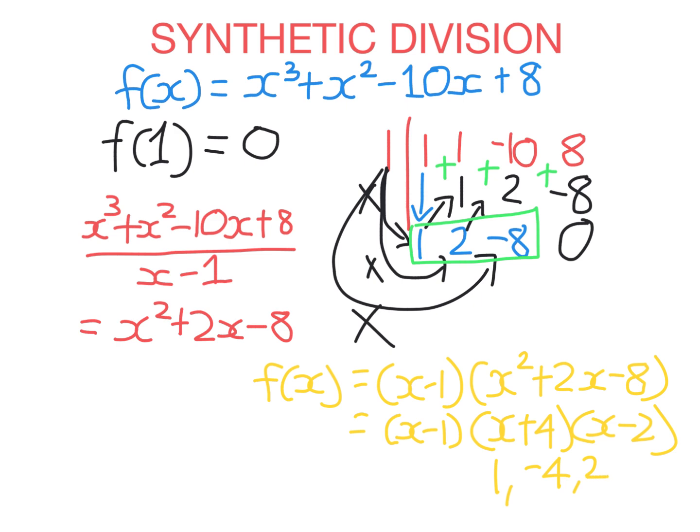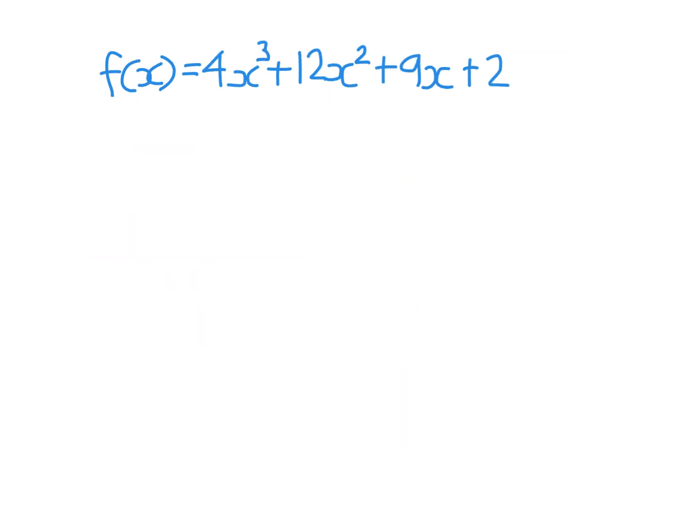Let's look at another example. So we will use synthetic division to find the roots of this polynomial. Now once again, we need to first guess a root in order that we can perform the division. So we'll use the rational root theorem here. If there's an integer factor, it's going to be factors of 2, positive or negative. So we can try a few of those, and it turns out that f(-2) is equal to 0.